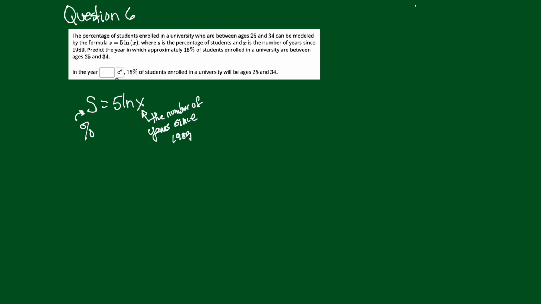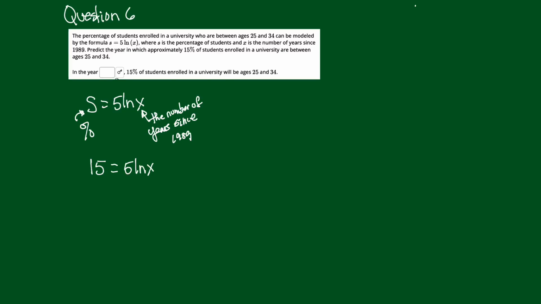Now, here's what we know. Now, remember, S is the percent, X is a year. So what do we know here? It says predict the year. So I'm trying to predict X, in which approximately 15%. All right, now it's already in percent. That's going to be the S. So it's going to be 15, and I'm not going to write 0.15 because it's already in percents. 15 is equal to 5 times the natural log of x. So we're just trying to find x.